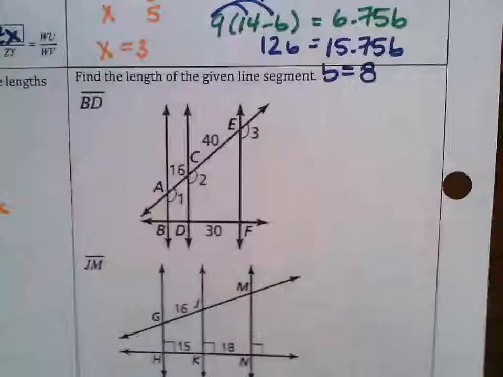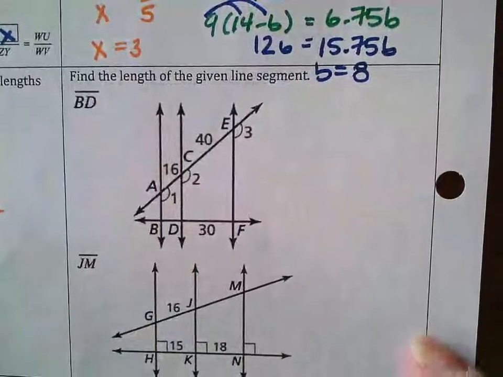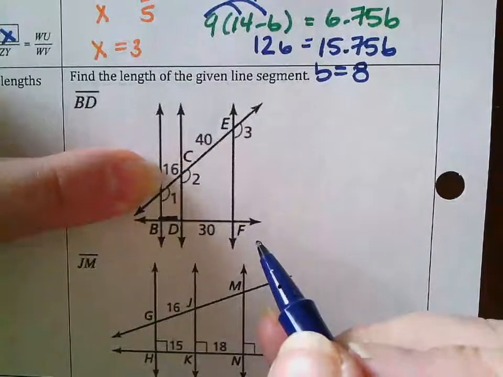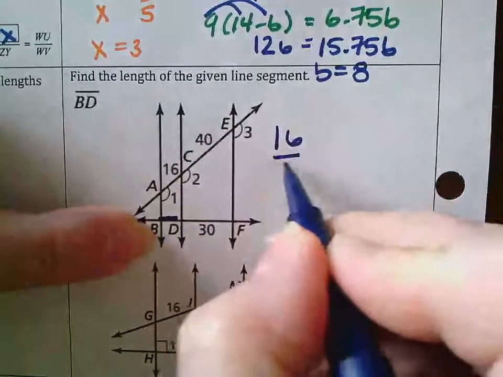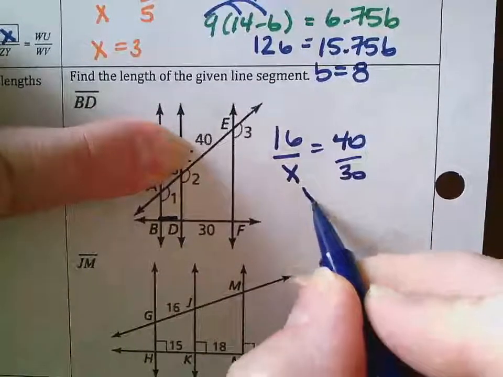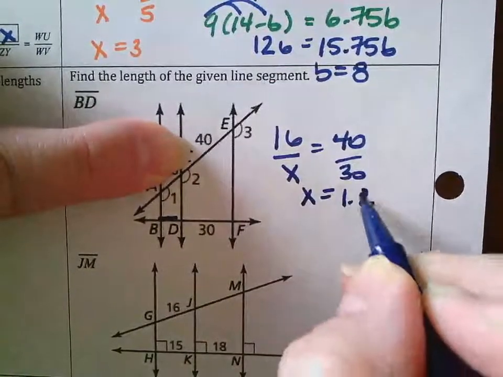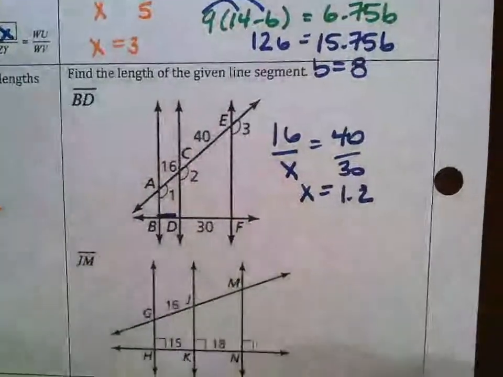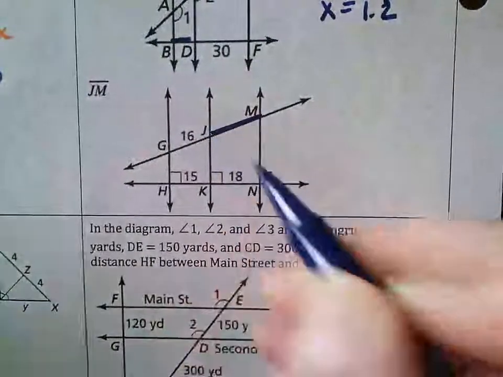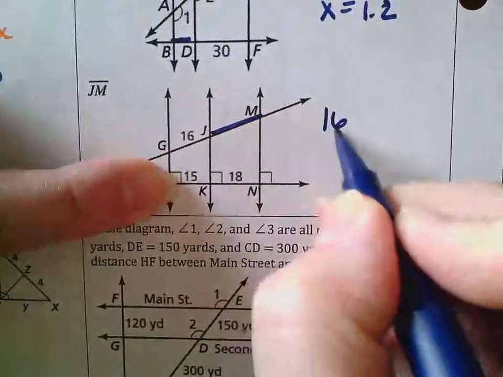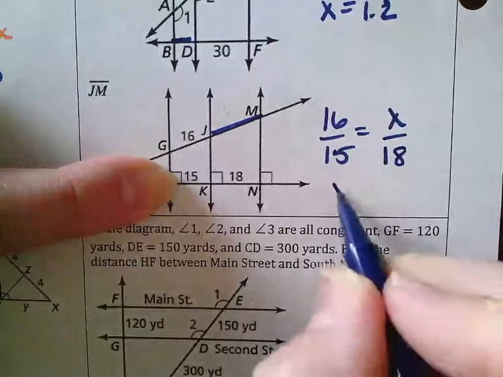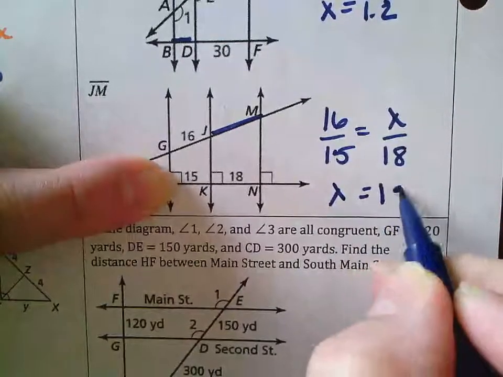Let's try these problems. Find the length of the segment. So I'm looking for this, and I set it up exactly how I see it. 16 over x equals 40 over 30. And x is going to equal 1.2. Set it up exactly how you see it. This time I'm looking for JM. 16 over 15 is equal to x over 18. In this case, x equals 19.2.